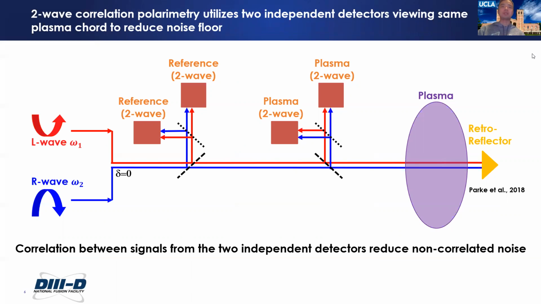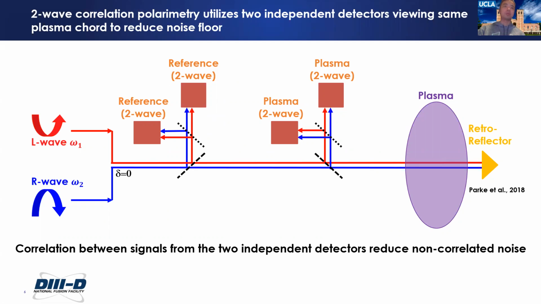As you can see here, to do the correlation polarimetry measurement, what you need to do is to introduce an extra detector at each channel, so that at each channel you have two independent detectors to provide two signals for the correlation. The correlation will allow you to reduce non-correlated noise so that the noise floor can be reduced.